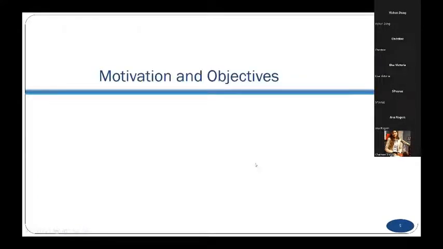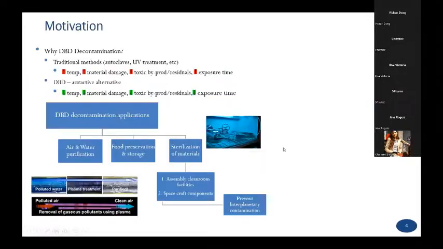This brings us to the motivation and objectives. So let's start with why we are interested in DBD decontamination in the first place. There are a lot of traditional methods available for decontamination like autoclaves, UV treatment, chlorine treatment, as well as radiation treatments. But these methods have disadvantages like high processing temperatures, material damage, toxic byproducts, residuals, as well as high exposure times.